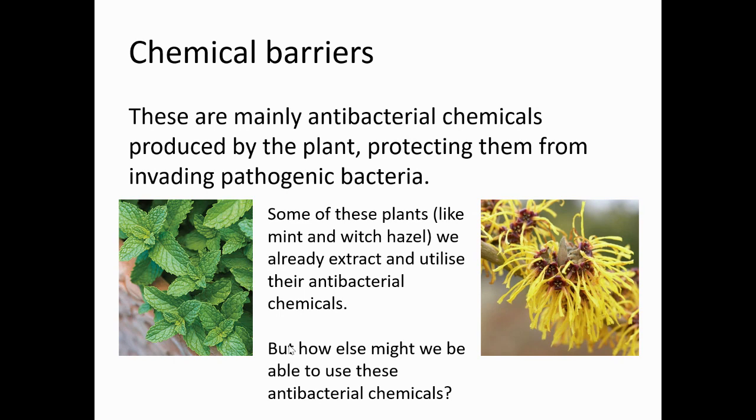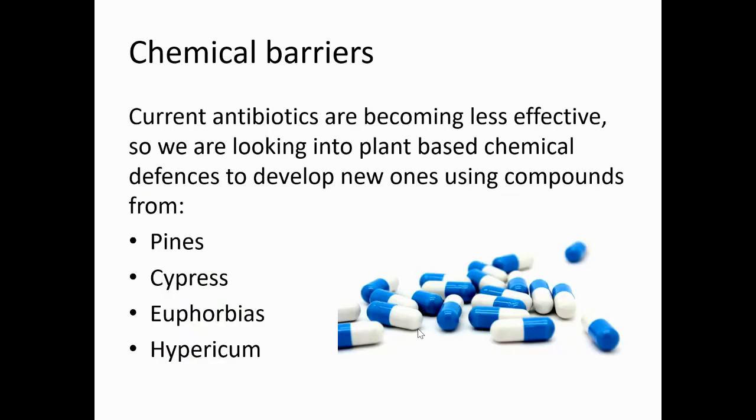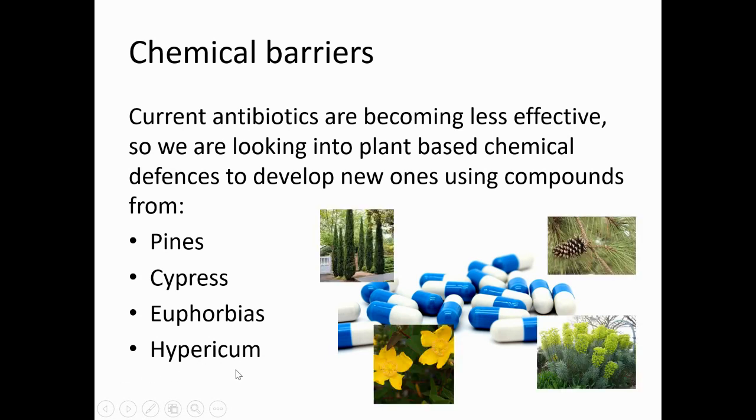How might we be able to use these antibacterial chemicals as humans, as people? Well, actually, current antibiotics are becoming less effective. This is because of resistance evolving in bacteria, as we would have learned in the infection response unit. So we are looking into plant-based chemical defenses to develop new ones. So compounds inside pines, cypress, euphorbias, and hypericum, these ones, are plants that contain antibacterial chemicals already.